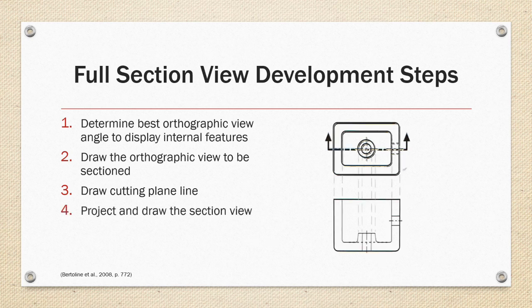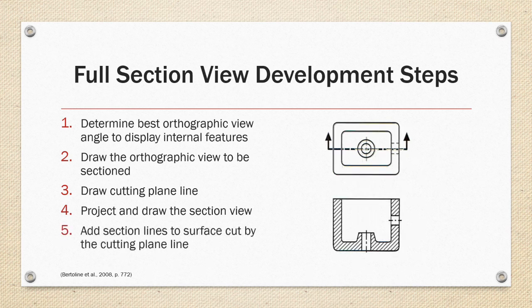Fourth, project lines and draw the section view on the opposite side of the parent view, which will occur in the front view in our example. Add section lines to the surface cut by the cutting plane line is the final and 5th step.